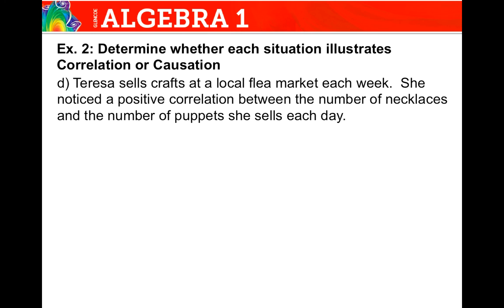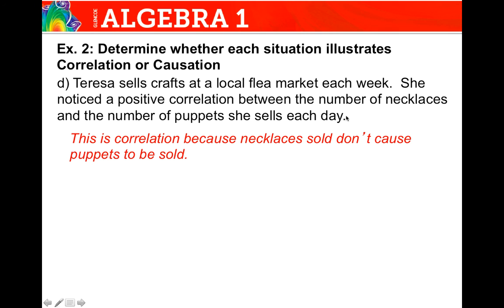And D. Teresa sells crafts at a local flea market each week. She notices a positive correlation between the number of necklaces and the number of puppets she sells. So we have to think to ourselves, does the number of necklaces she sells affect the number of puppets she sells each day? Does one affect the other, or is it just the trend of that market each week? Well, this is correlation because necklaces sold don't cause puppets to be sold. Just because someone buys a necklace doesn't mean they buy a puppet, and vice versa.